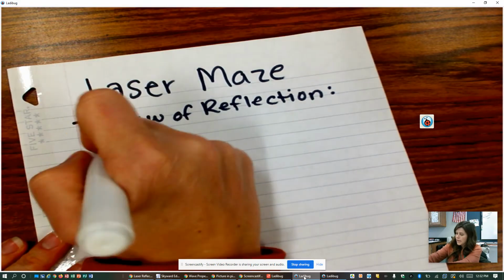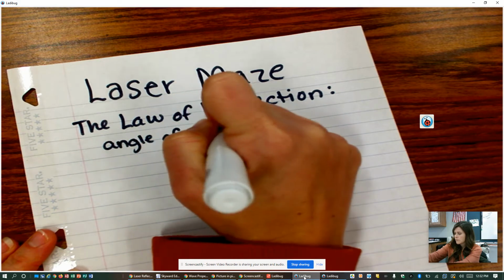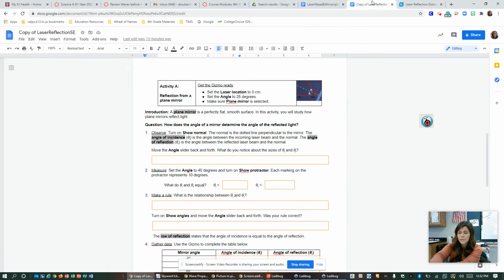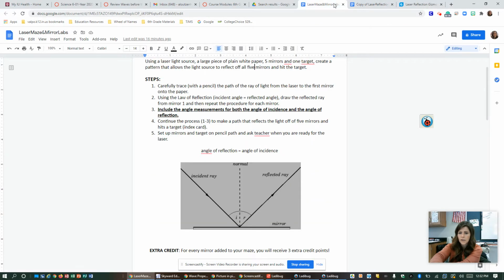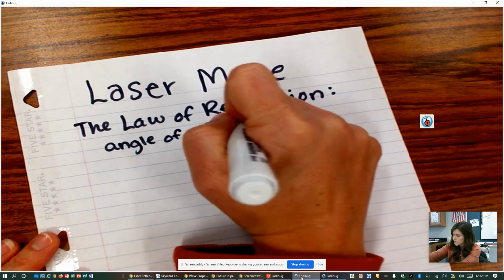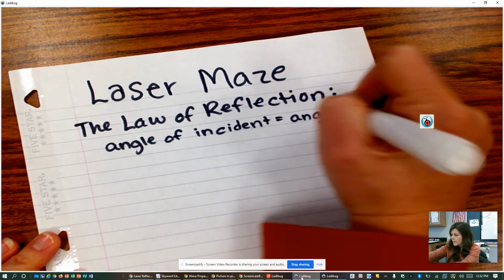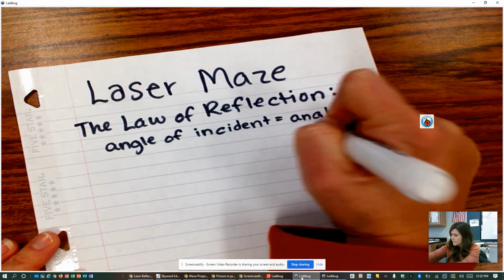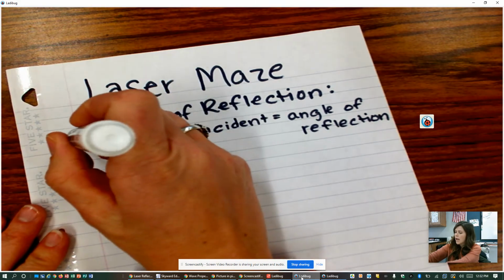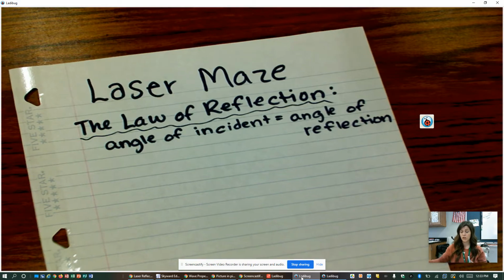So let's write down angle of incidence. Let's make sure I spell this right, because I am not always the best speller. Not this, we want this. So incident. So the angle of incident equals angle of reflection. Okay, so that's what the law of reflection states, that those two angles are equal to each other.